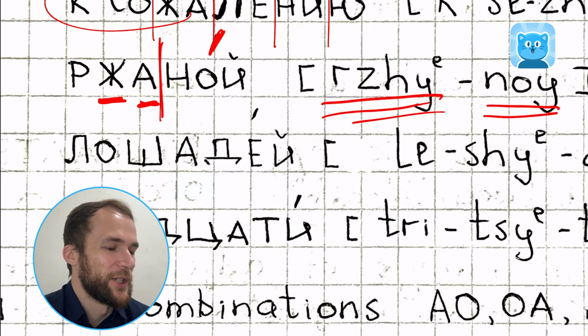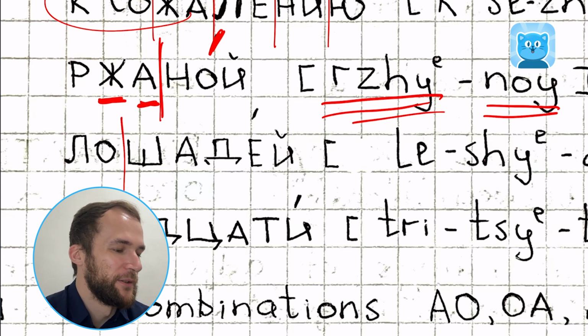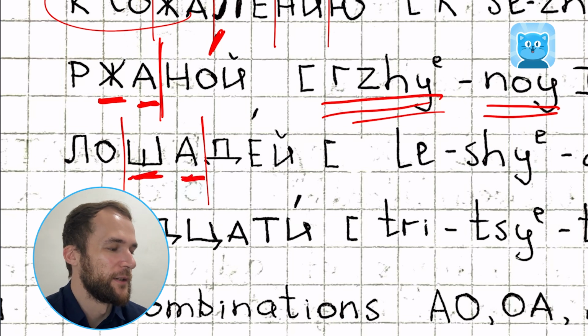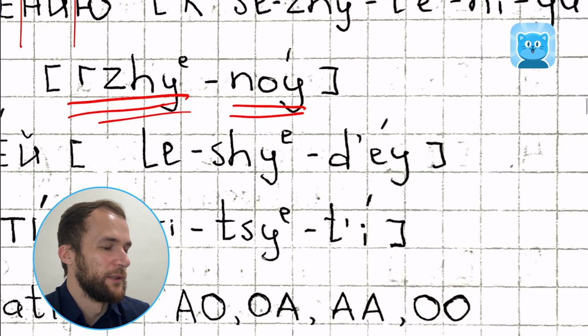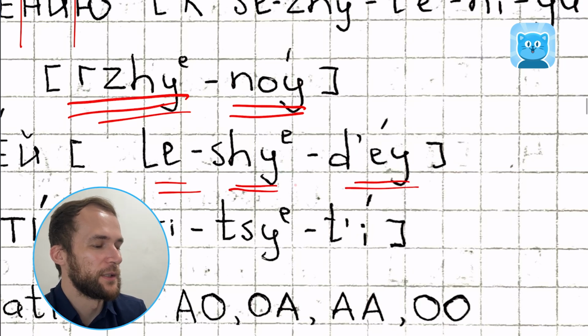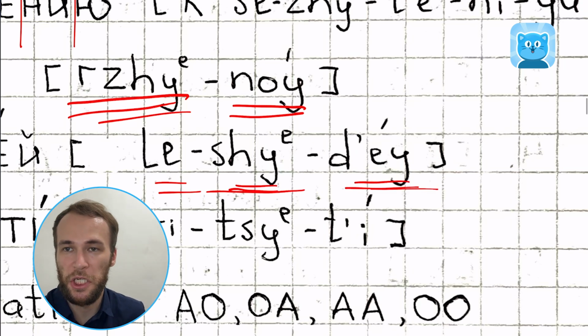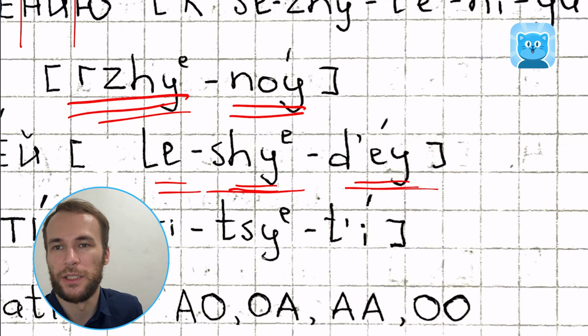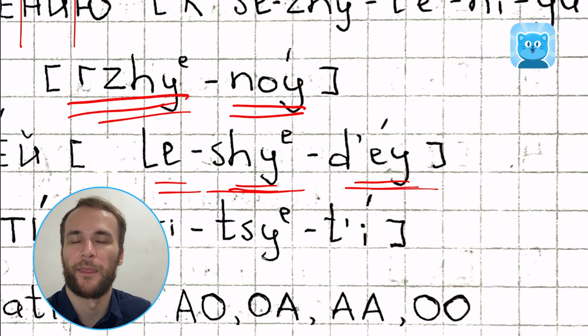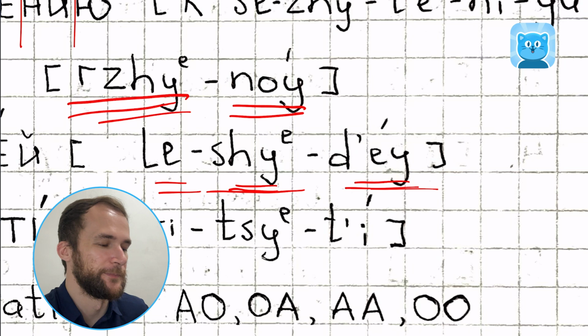Okay, лошадей. 1, 2, 3, 3 syllables, and again ш here and а here. It's not лошадей, it's лошадей. Okay.